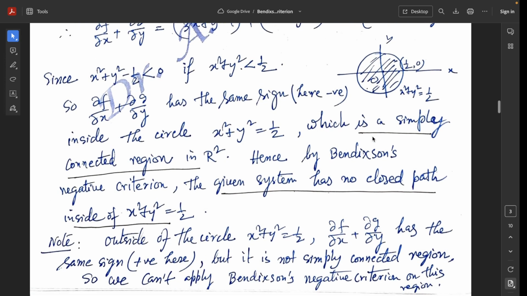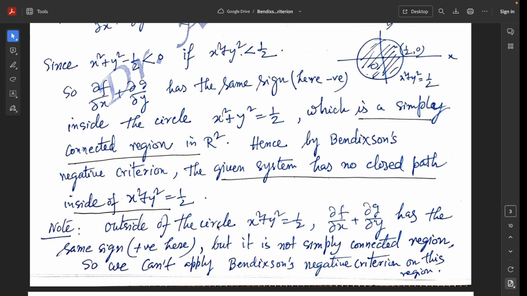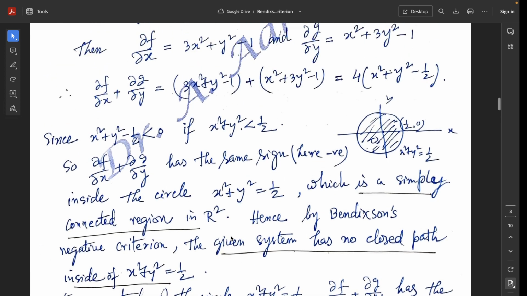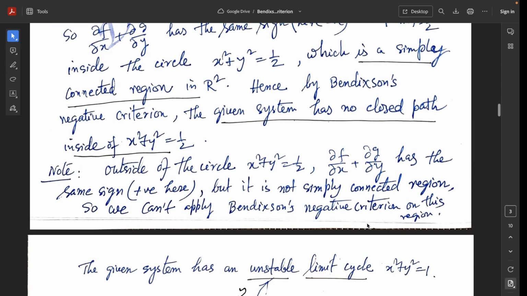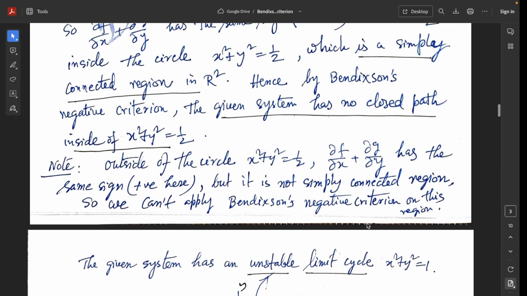Note that outside of the circle x square plus y square equal to half, del f del x plus del g del y has the same sign, positive, when x square plus y square is greater than half. So this quantity is positive outside the circle. But this outside region of the circle is not a simply connected region, and so we cannot apply Bendixson's negative criterion on this region.